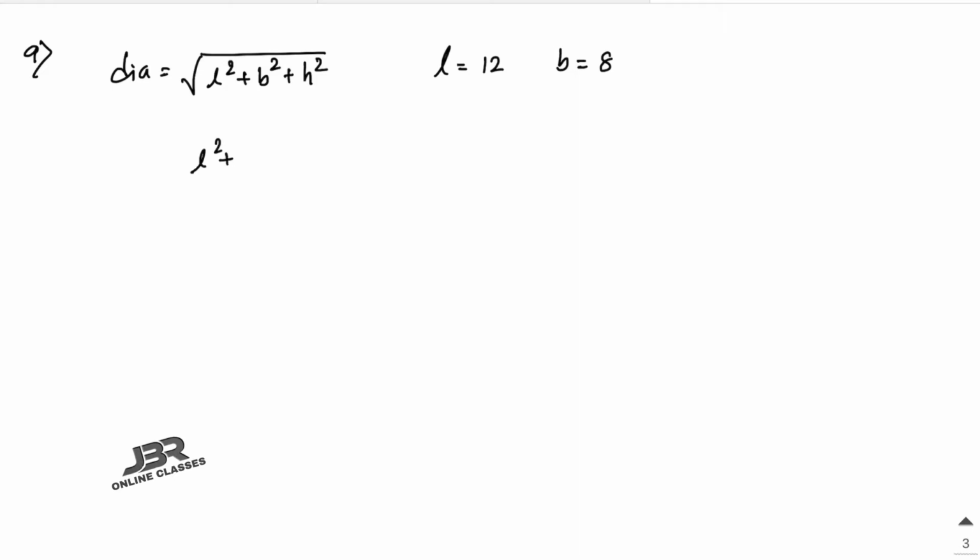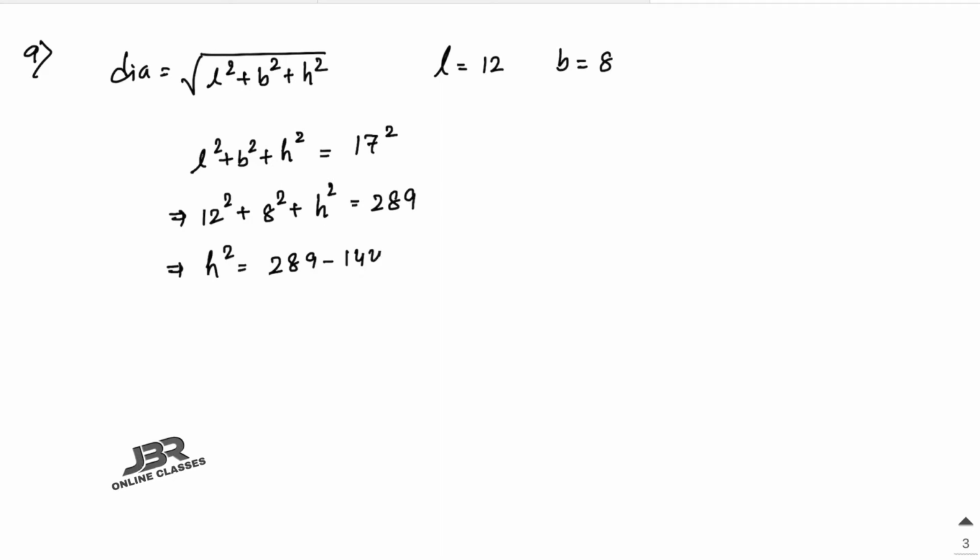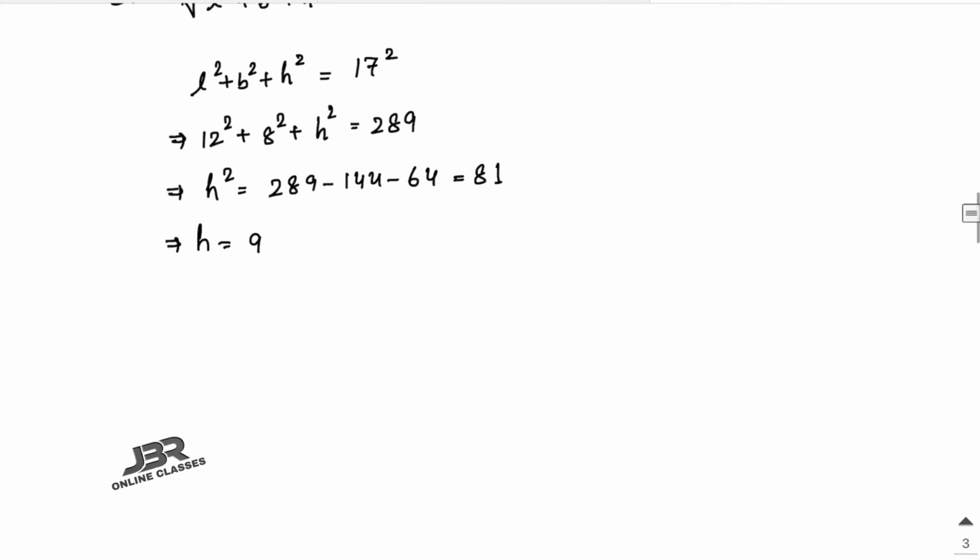That means L square plus B square plus H square equals 17 square. So L square means 12 square, then 8 square, and that equals 289. So H square equals 289 minus 144 minus 64, and that equals 81. So H equals 9. So 9 is the height.